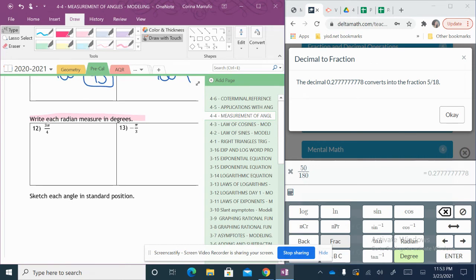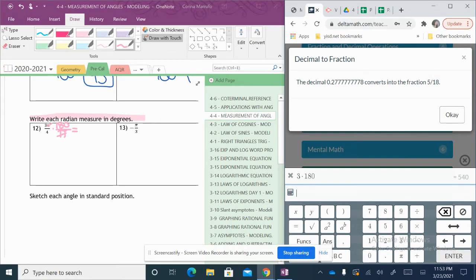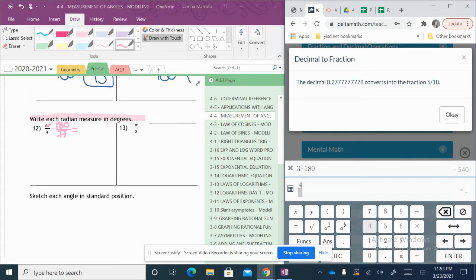And so we're trying to cancel out the pi. We're trying to get it out of terms of pi. So here, I'm going to have to multiply it times 180 over pi. And so when this happens, since you have a pi on top and a pi on bottom, they cancel each other out. And what we put on the calculator, it's going to be 3 times 180. So 3 times 180.